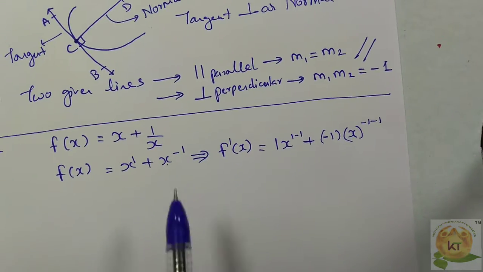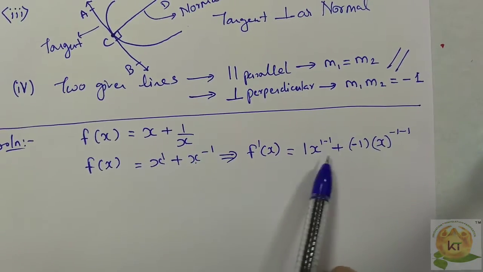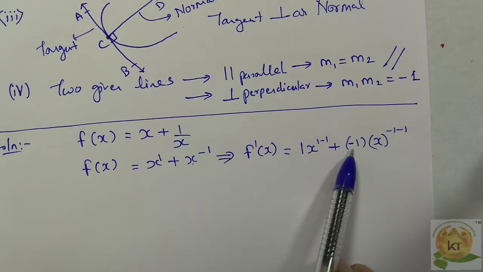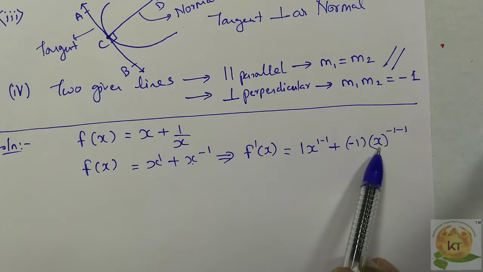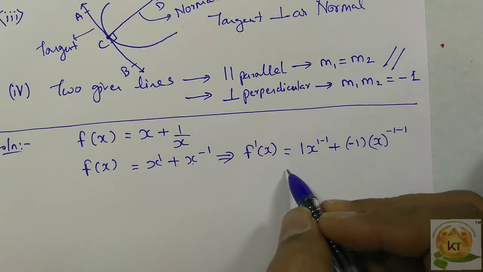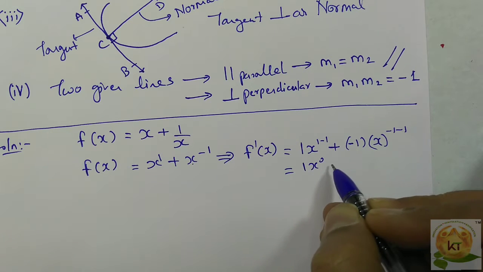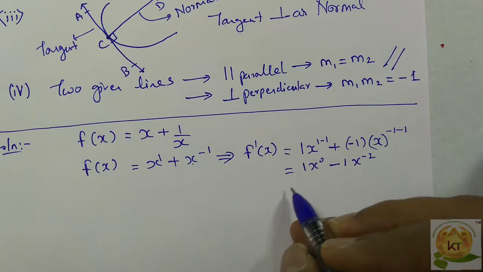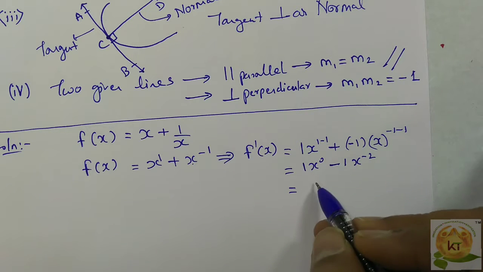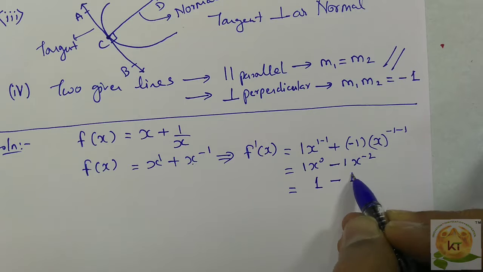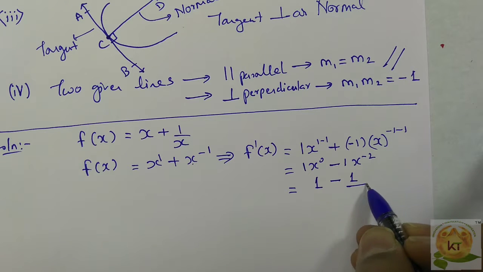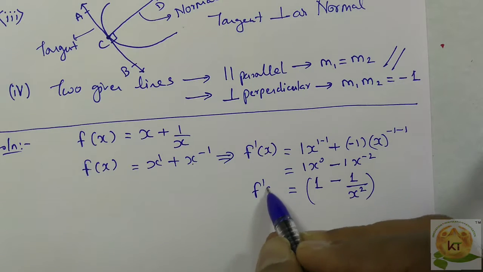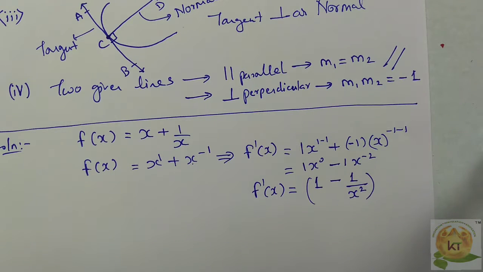So therefore I can very well say that f'(x) for x to the power of 1 would be 1·x to the power of 1 minus 1, and x to the power of minus 1 would be minus 1 into x to the power of minus 1 minus 1. On solving this, I get 1·x to the power of 0 minus 1·x to the power of minus 2. In other words, x to the power of 0 is nothing but 1, minus 1. This x to the power of minus 2, I'll make it positive and take it in the denominator. So that's my derivative of x, which I have already found out.